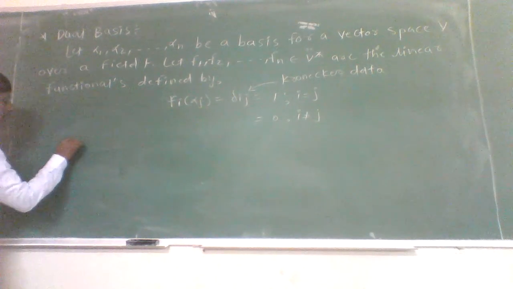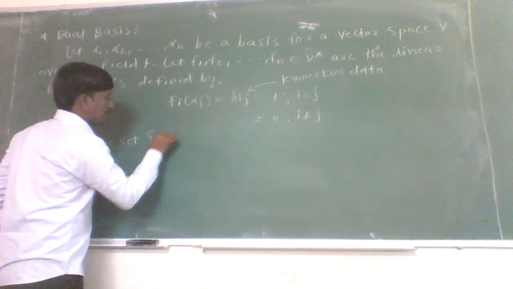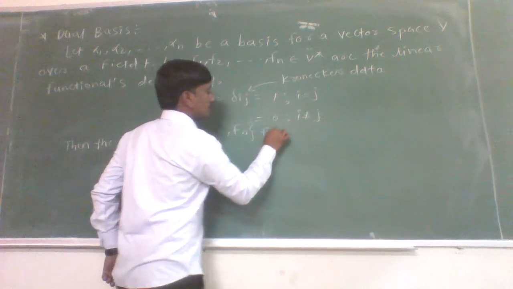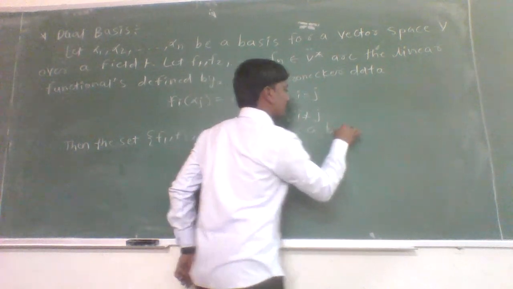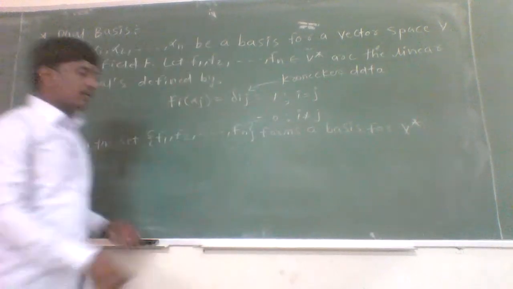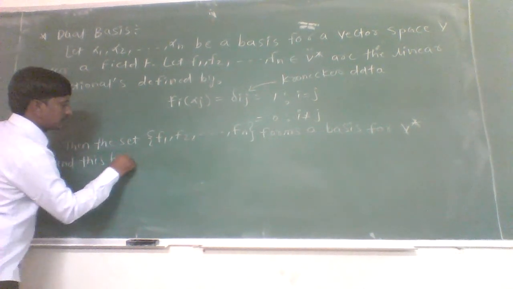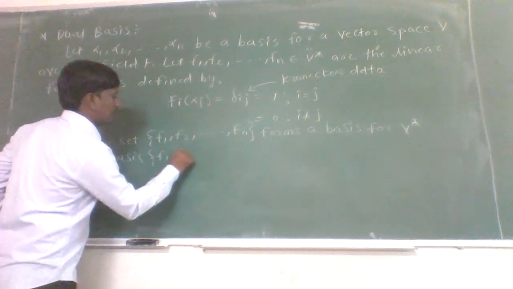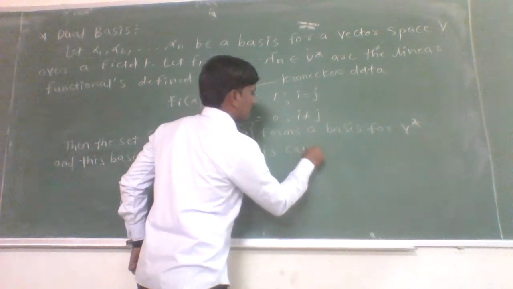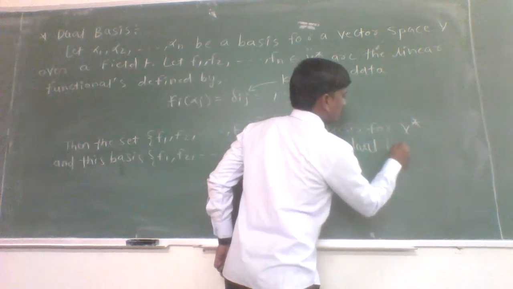Then the set of n functionals f1, f2, up to fn forms a basis for the vector space V star, that is the dual space, and this basis f1 up to fn is called a dual basis.